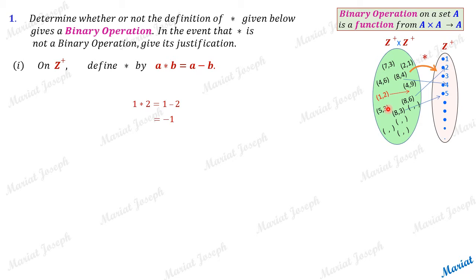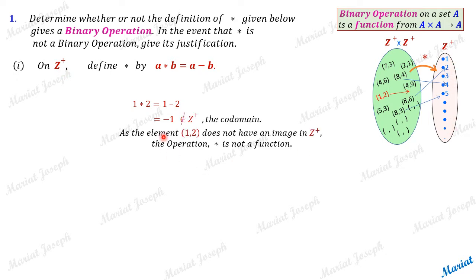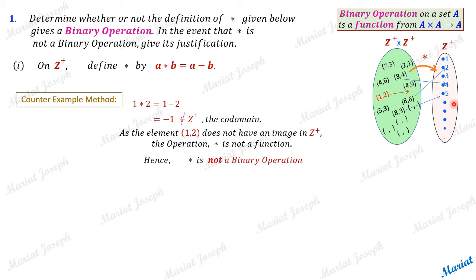Minus 1. Minus 1 cannot be there in Z plus. In the codomain, minus 1 is not available. Hence, 1, 2 does not have an image in this codomain given to us. Because of that, this operation given to us is not a function. For a function, every element should have a unique image. We could get an element which doesn't have an image here. So it fails to be a function. Since it is not a function, it is not a binary operation.